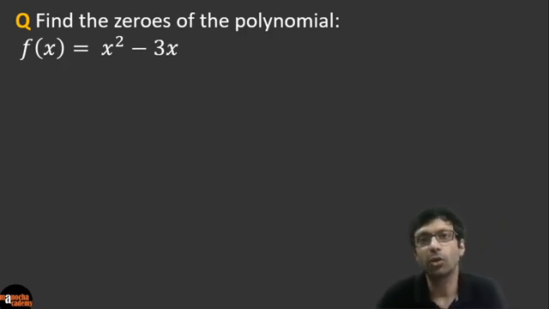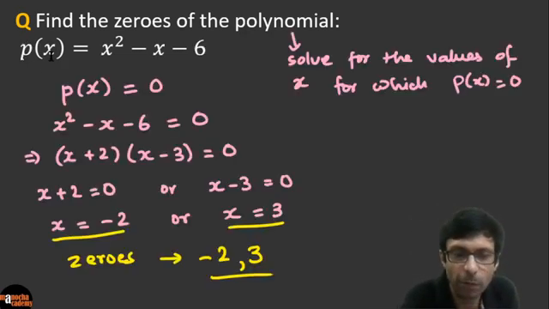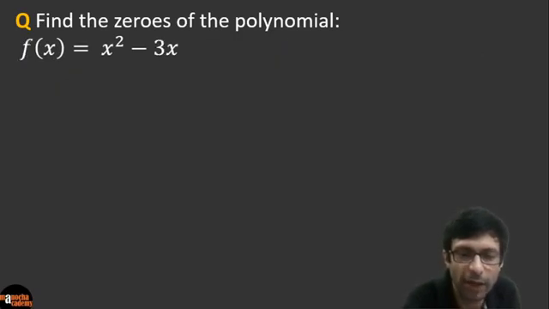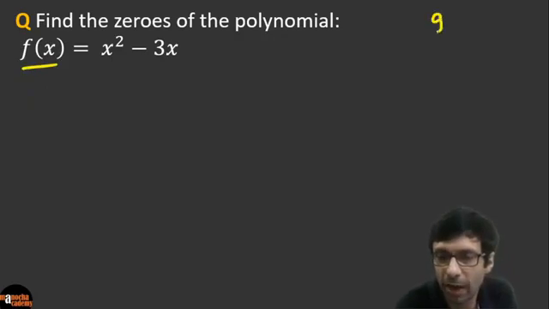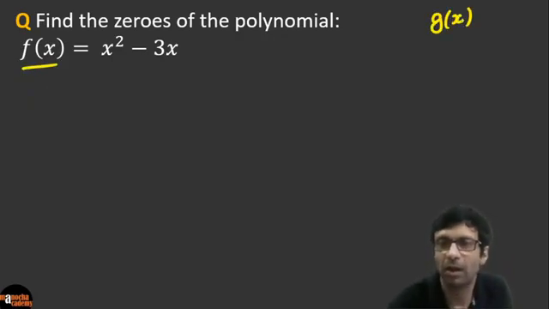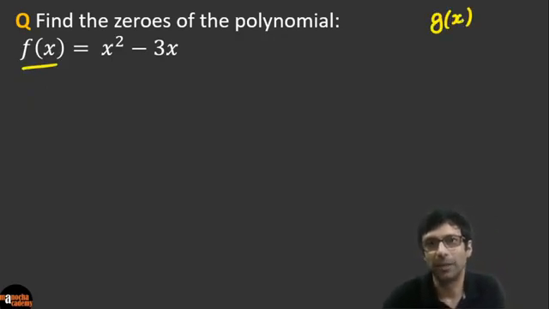Now find the zeros of this polynomial, right? So remember, last time it was called p(x). This time it's called f(x), right? You can use any notation: p(x), f(x), you can even have g(x). Whatever letter you want to use, it doesn't matter. So it's a polynomial in the variable x and we need to find its zeros.